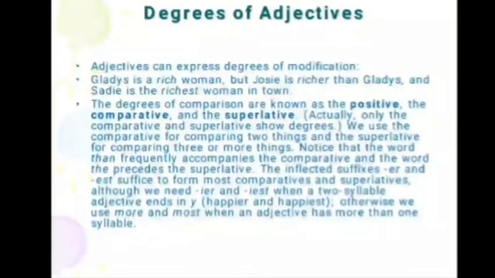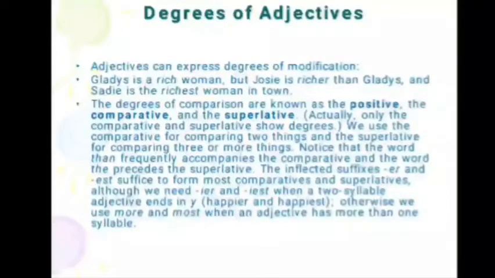Next, degrees of adjectives. Now in this video we will not discuss the details of adjectives that we basically know. Instead we will go further to degrees of adjectives. Adjectives can express degrees of modification. Gladys is a rich woman, but Josie is richer than Gladys, and Sadie is the richest woman in the town. The degrees of comparison are known as the positive, comparative and superlative.